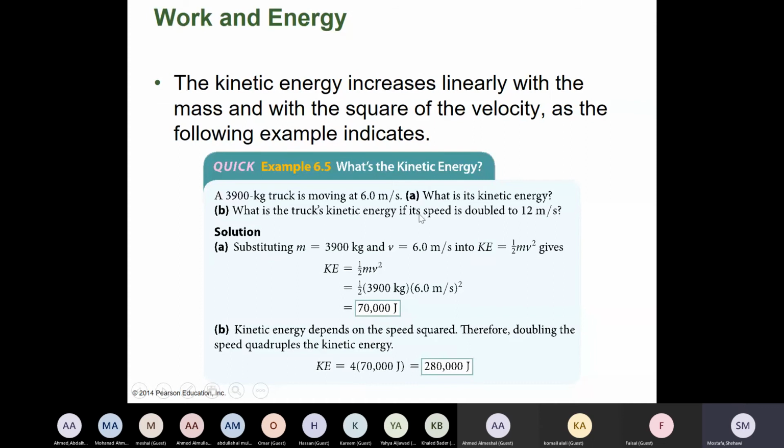If we double the velocity, the kinetic energy will increase 4 times. So I will multiply this number by 4 because the velocity is doubled. Doubling the velocity means multiplying by 2, squared, which is equal to 4. So the kinetic energy increases 4 times, because it's directly proportional with v squared, not only v. So that would be the answer: 4 multiplied by 70 equals 180,000 joules.